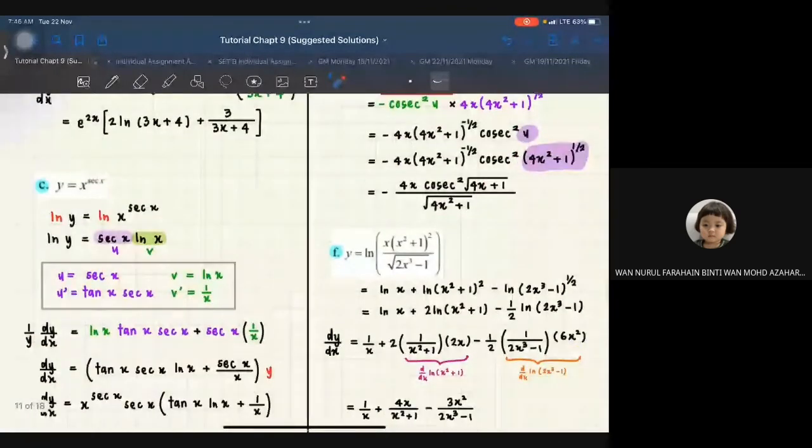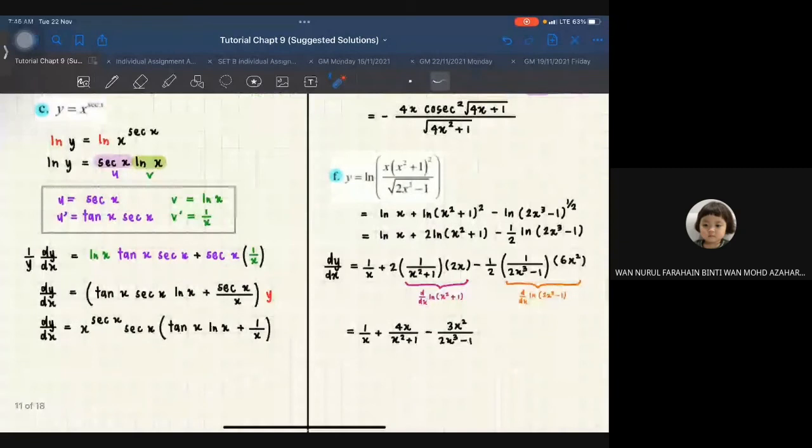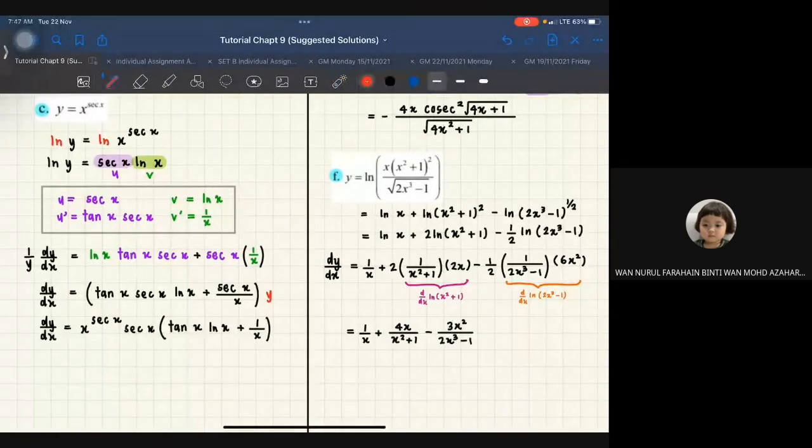Okay, so 10F. Okay, so soalan 10F ni, bila kita tengok, kita ada Y equals to ln function. Okay, and then dekat tengah-tengah antara X ni, dia ada darab. Okay, this is a dot, kiranya darab lah, X times with X square plus 1 square. Okay, and then awak ada divide with square root blah blah blah blah.